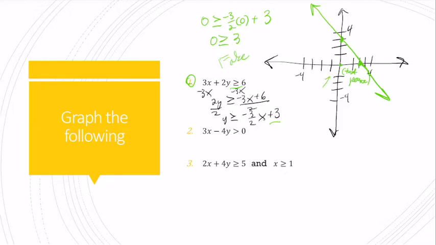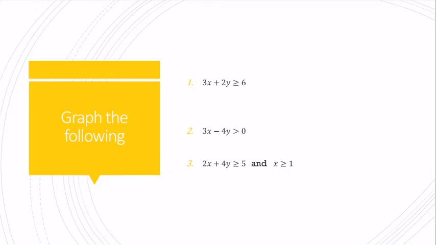This means my test point is not in my solution, so my solution is going to contain the other side of the half plane. So now let's go ahead and solve 3x minus 4y is greater than 0. First thing I need to do is solve for y. Negative 4y is greater than negative 3x. I divide both sides by negative 4, which means I have to flip my sign. So I have y is less than 3/4 x.